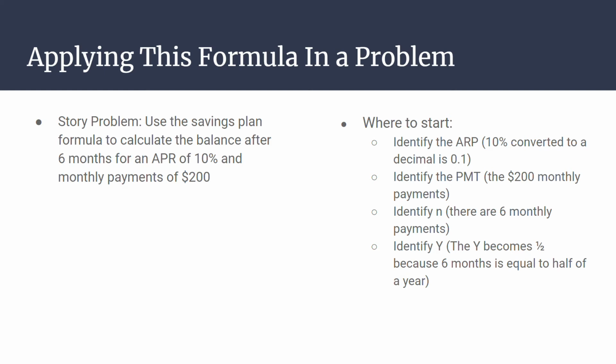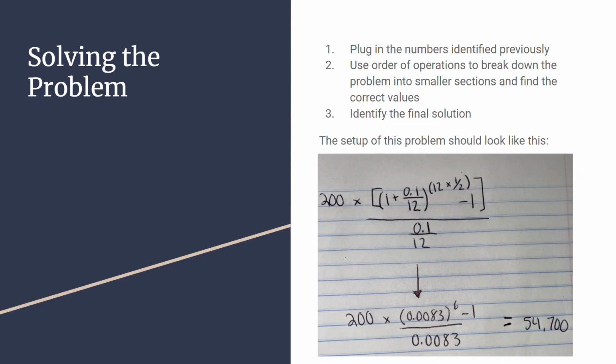Identifying N, there are 6 monthly payments. The Y is going to become 1/2 because 6 months is equal to half of a year. And then to solve the problem, we're going to plug in the numbers that we identified in the last slide, and we're going to use the order of operations to break down the problem into smaller sections and find the correct values. And then we're going to identify the final solution.